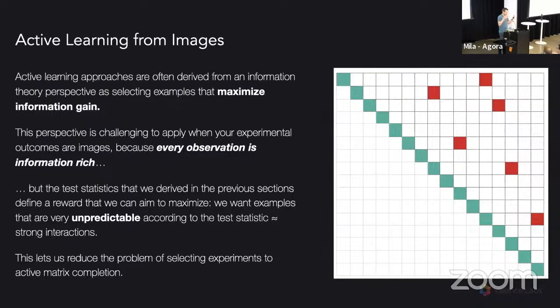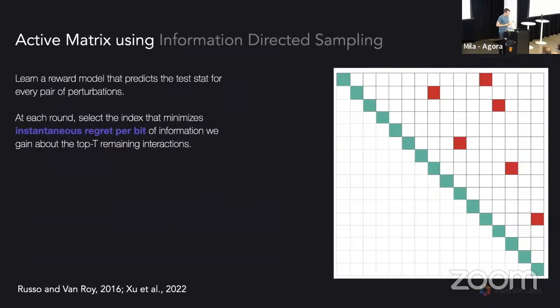And so what this does is it lets us reduce the problem of active learning from images, which is a really hard thing to think about, to a problem of active matrix completion, where we're sequentially selecting experiments to run in this pairwise matrix, right? And we've got a score for every pair of experiments. And that's a much better, well-studied problem. Okay, so the approach then is we're going to learn a reward model that's going to predict this test statistic for every pair of perturbations, right? And in this context, this is literally just matrix completion, right?